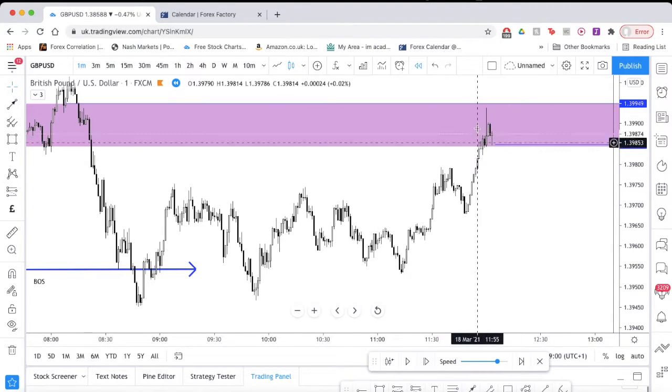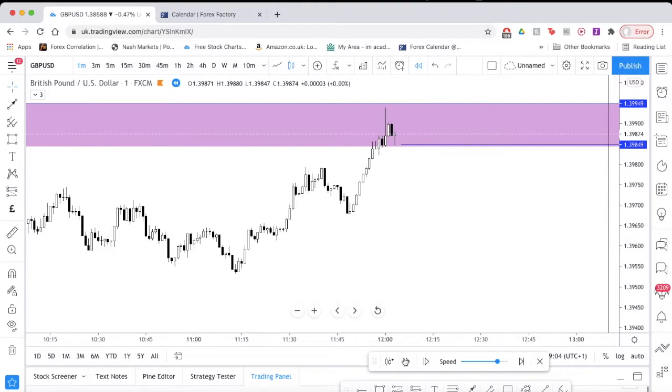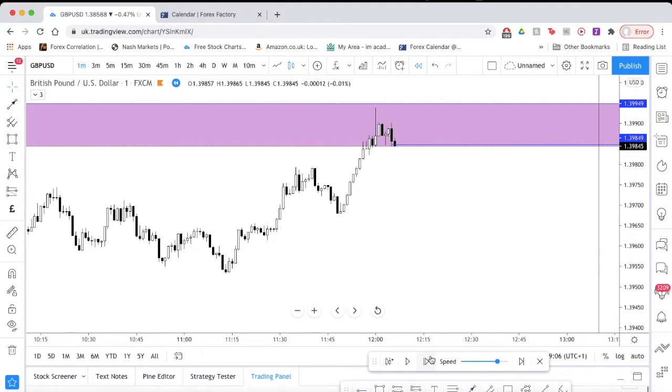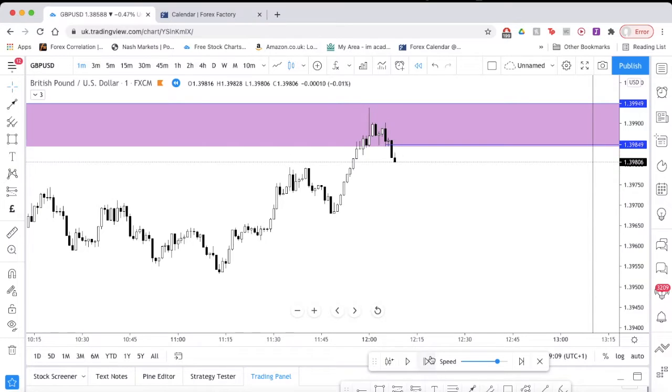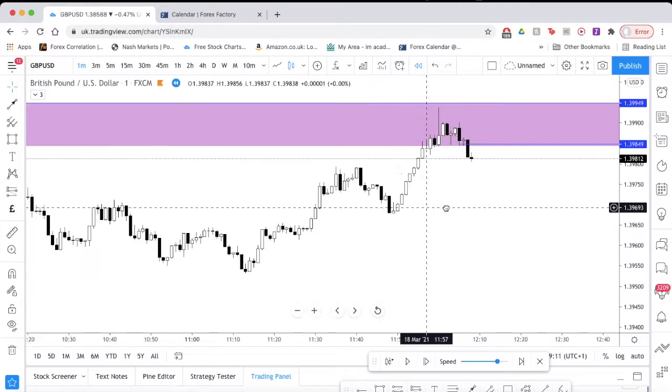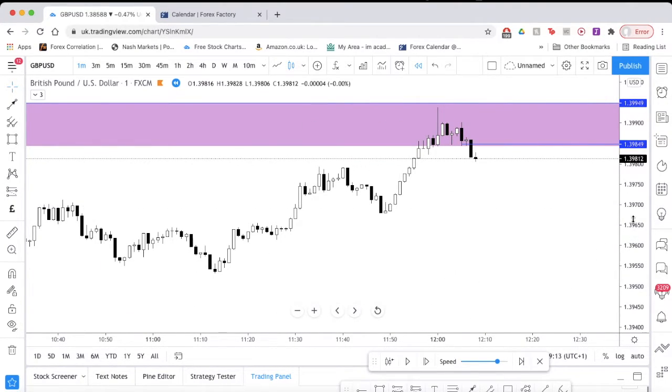And then we can see it starts to reject, but we need to wait for that break of structure, like I said. And here we go. That there was the break of structure. So now let's mark it up.